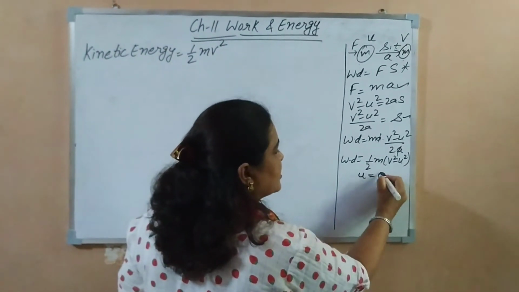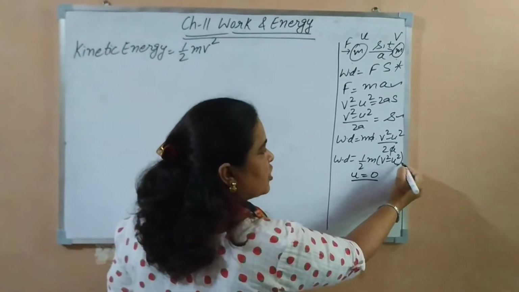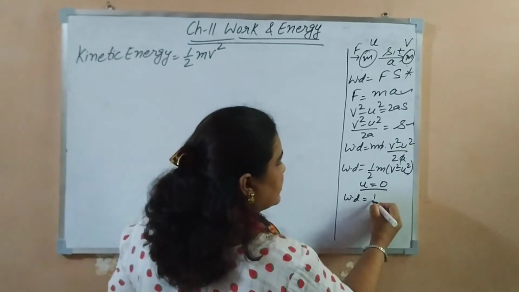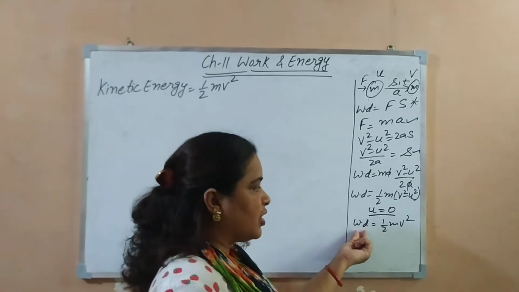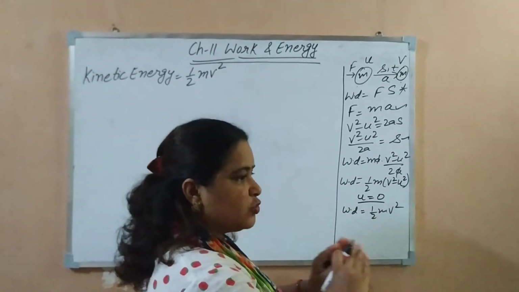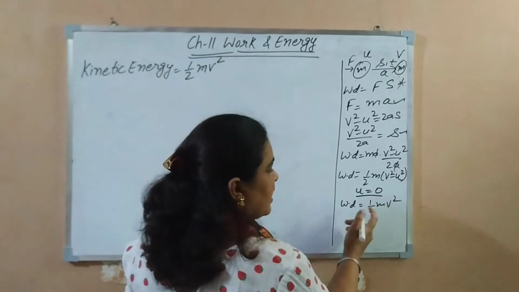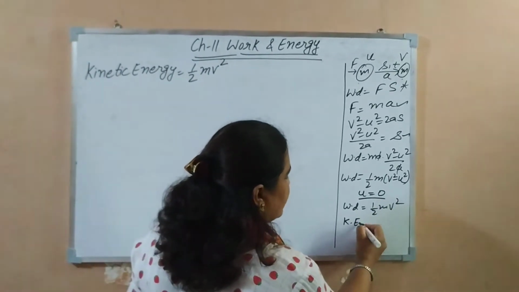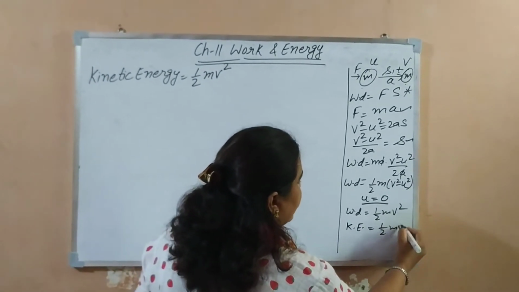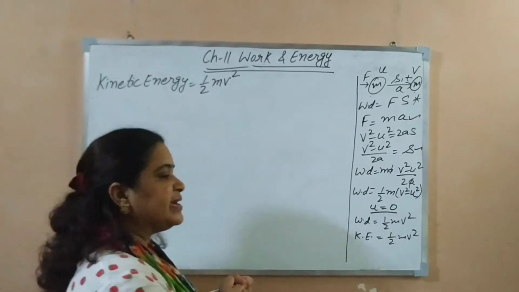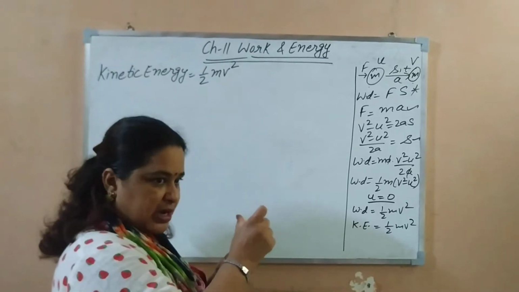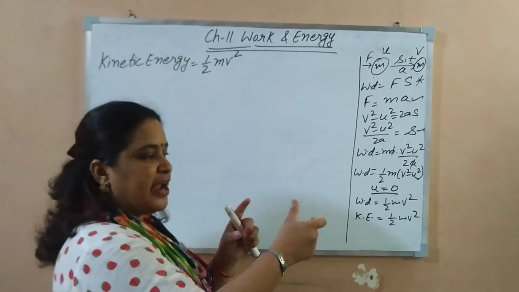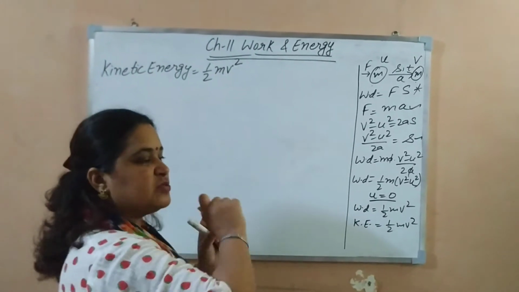And if the body starts from rest, we will put u as 0, so we will get the amount of work done as half mv square. And earlier I told you that this amount of work done, whenever the body is in motion, is possessed as its kinetic energy. We have said it is its kinetic energy because you can see many examples, like a bullet. If you fire a bullet from a gun, initially it is at rest, and when you fire the bullet, it comes in motion.